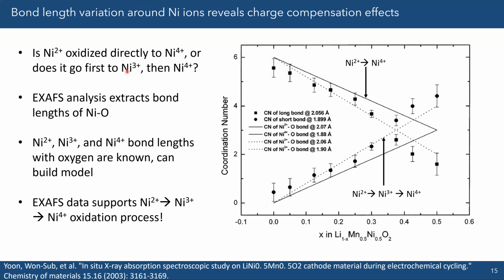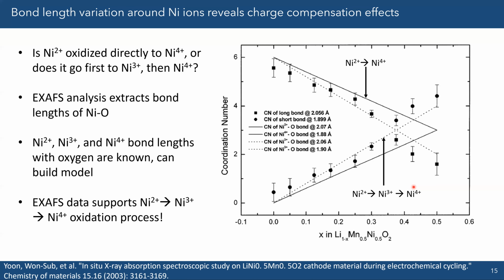And sorry, when I said bond length, you can extract both bond length and coordination number. So you have a short and a long bond in nickel ions, and for each bond length, they can extract the coordination number. So experimentally, you can see these data points here of the coordination number versus your charging, and you can see that it matches more closely the dotted line, which means that most likely in this material, you have nickel oxidizing from 2 plus to 3 plus, and then 3 plus to 4 plus, rather than one step from nickel 2 plus to 4 plus.